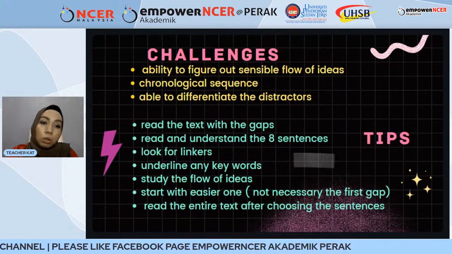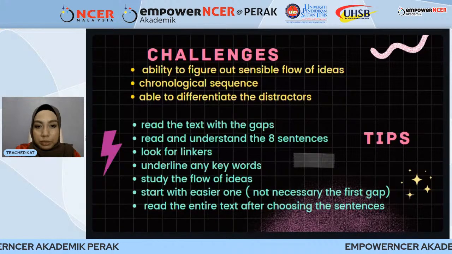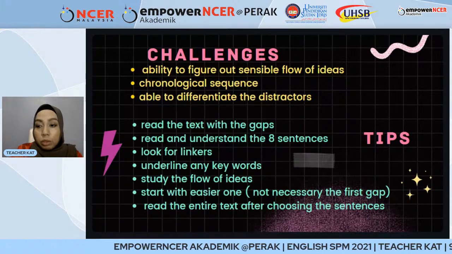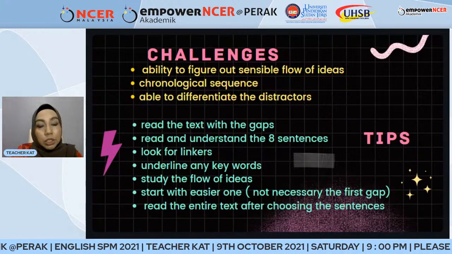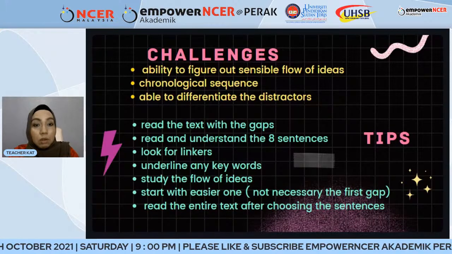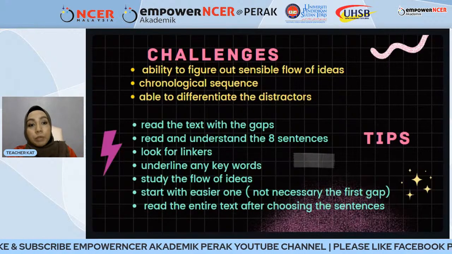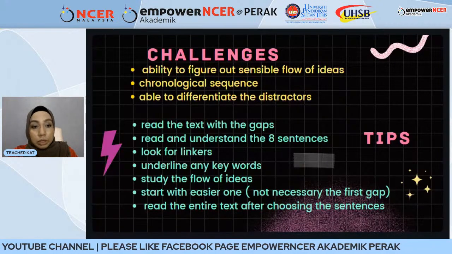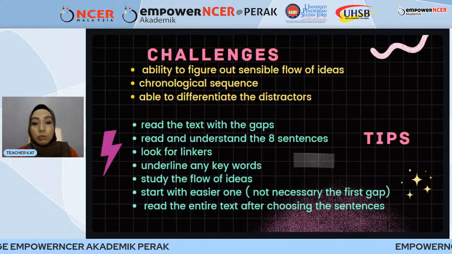Next, you can always start to find the missing sentences with the easier one first. It does not necessarily have to be the first gap. You don't have to find the first sentence for the first gap first. You can just move to the one that is easier for you. For example, if the fourth missing sentence is easier for you to find, then go ahead, just put the answer for it first. It doesn't have to be the first blank first.